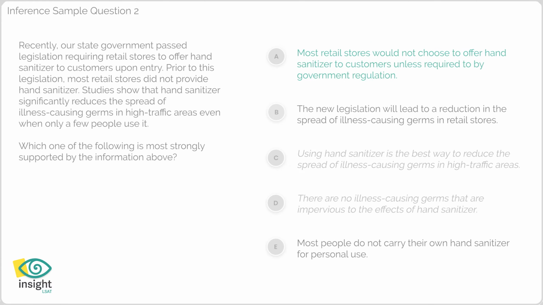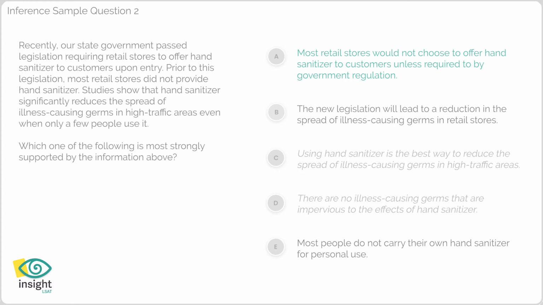We'll start with A. Most retail stores would not choose to offer hand sanitizer to customers unless required to by government regulation. We saw something like this in the last example, where there was a prediction about what would happen in some circumstances that don't actually hold here. Usually it's hard to support something like that. Of course, this isn't a must be true, so there is more wiggle room though. I guess the best we could say for this answer choice is that the stores didn't offer the hand sanitizer before the legislation. Maybe they wouldn't without that pressure.